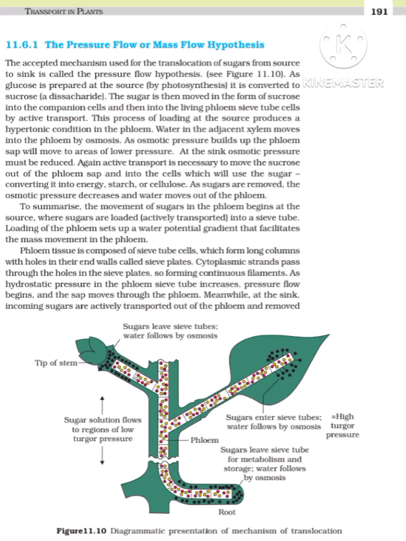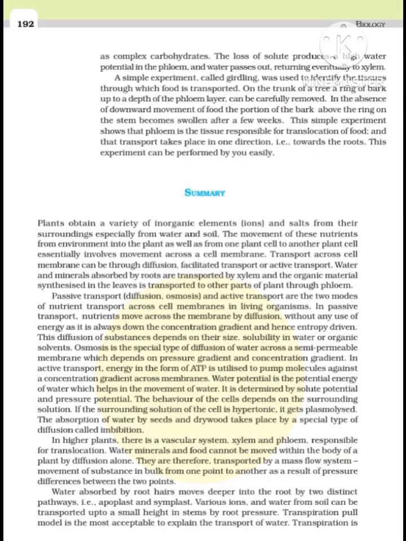Sugars enter sieve tubes. Water follows by osmosis. Phloem equals high turgor pressure. Sugars leave sieve tube for metabolism and storage. Water follows by osmosis. Root. Figure 11.10: Diagrammatic presentation of mechanism of translocation.